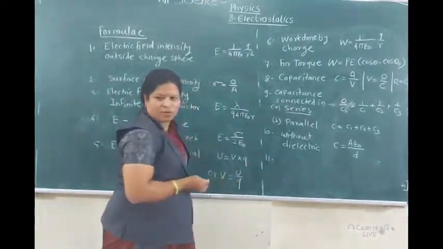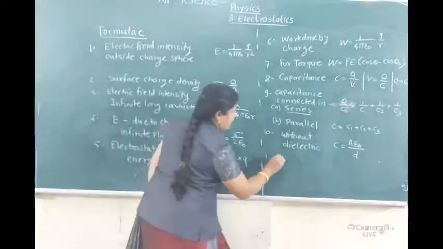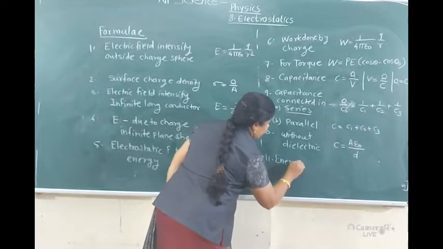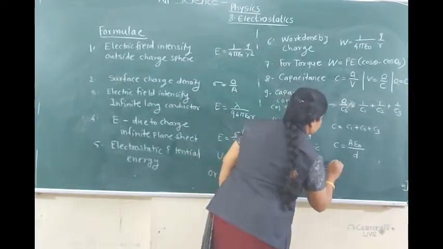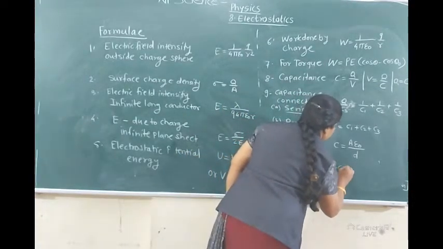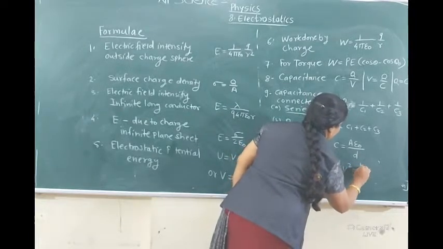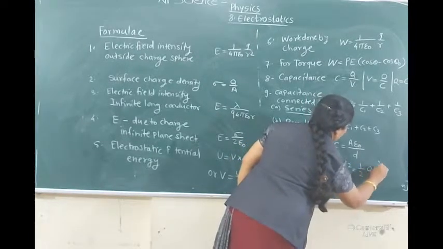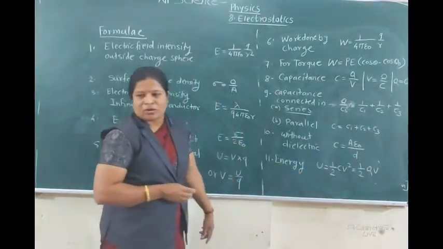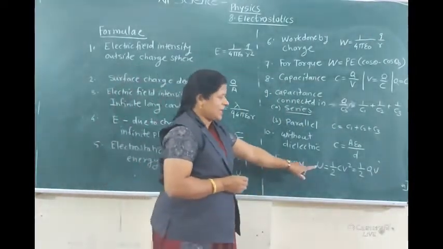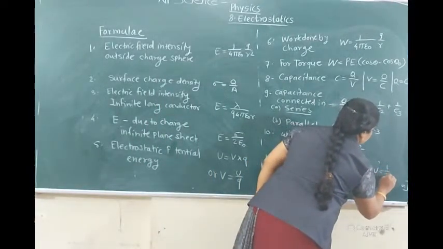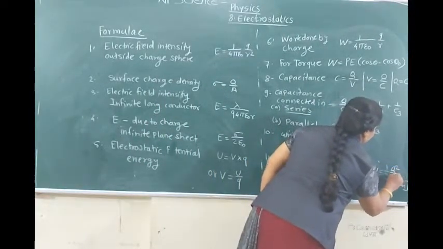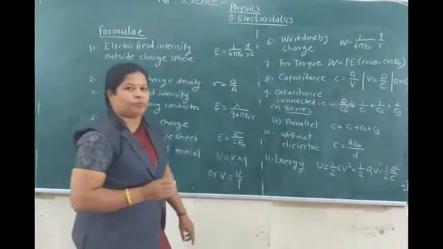And the last formula is for the energy. U is equal to 1 half C V square, which is equal to 1 half Q V, or 1 half Q square divided by C.